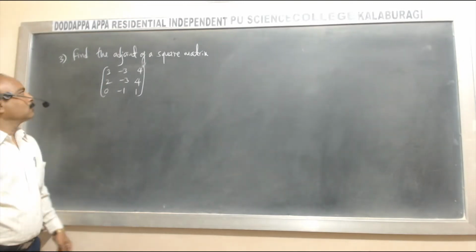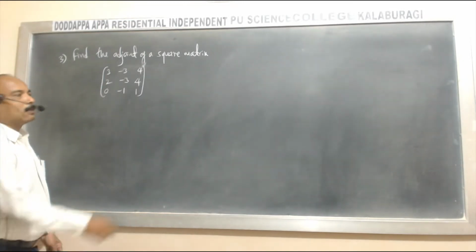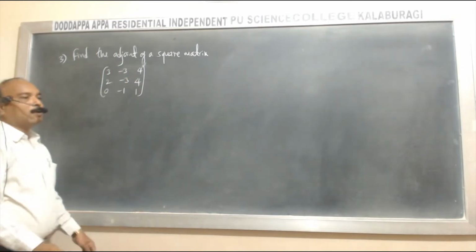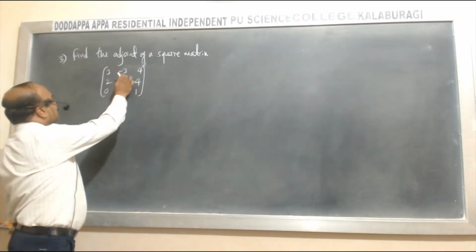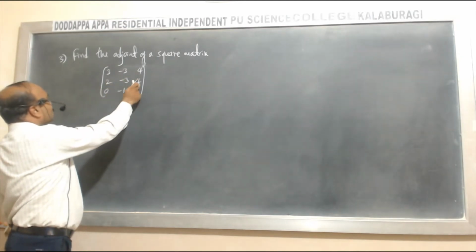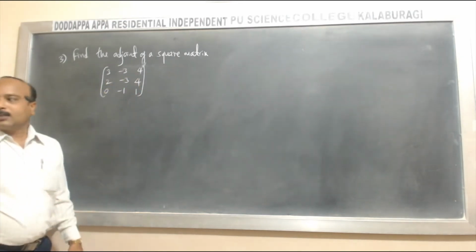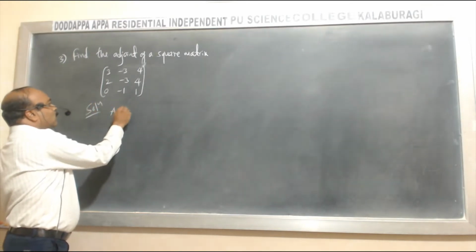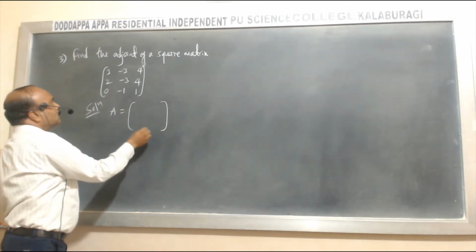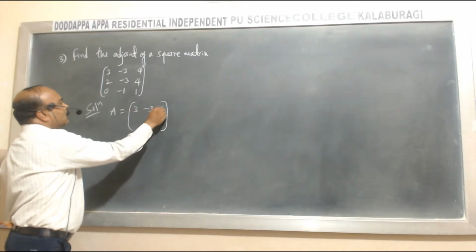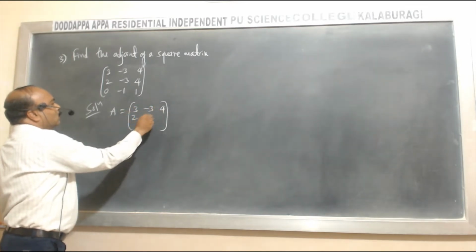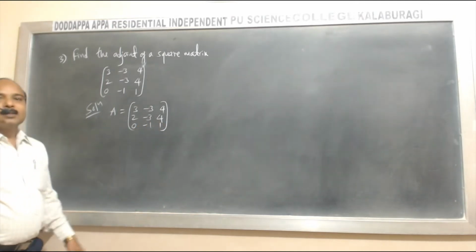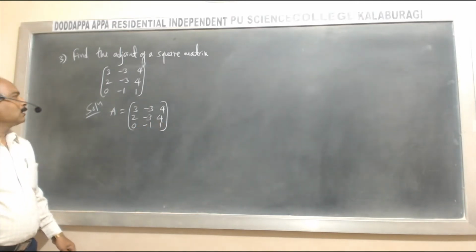Now we consider another example. Here it is given: find the adjoint of the square matrix with rows 3 minus 3 4, 2 minus 3 4, 0 minus 1 1. Here also we find all the cofactors of this matrix. It is 3 minus 3 4 first row, 2 minus 3 4, 0 minus 1 1. Now we calculate cofactors of each element.